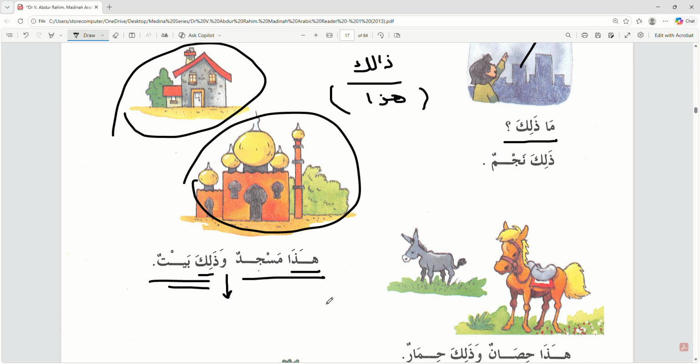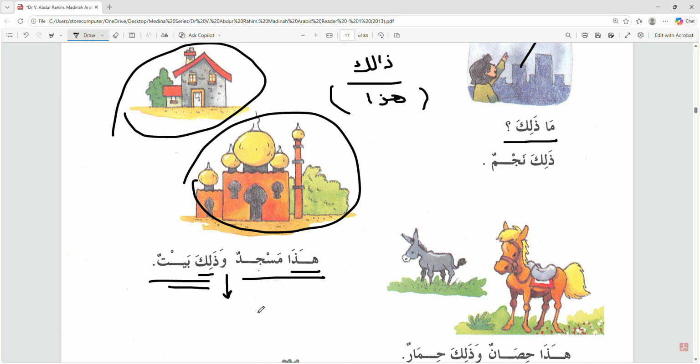ذلك means that. It's called اسم الإشارة للبعيد. It's a pointing noun for things that are far. So when we speak about two things, we want to use هذا for something that is closer to us, and we want to use ذلك for something that is furthest away from us. So in the example here, the masjid is closer and the house is farther away. So we use هذا for masjid and we use ذلك for bait.